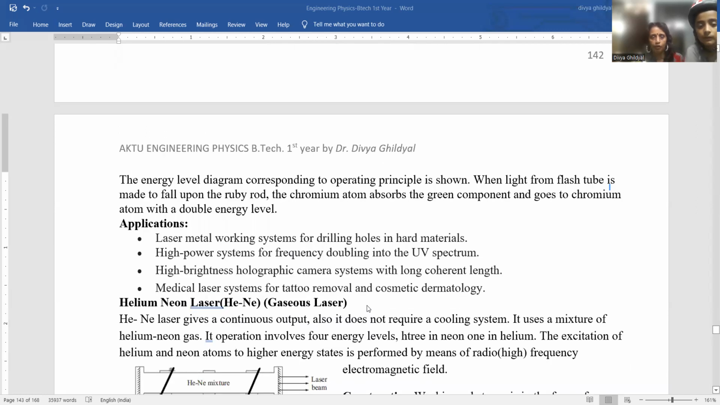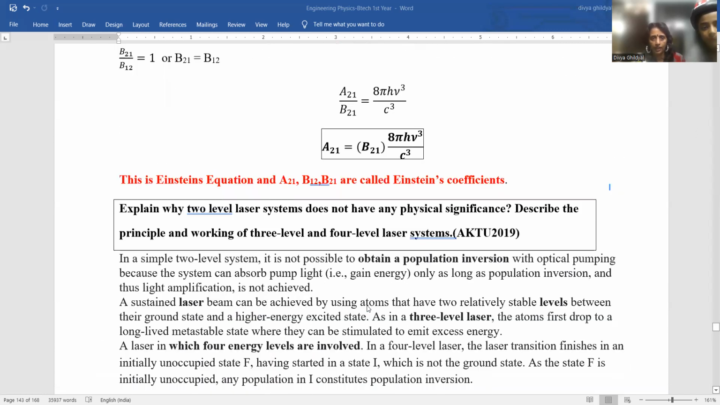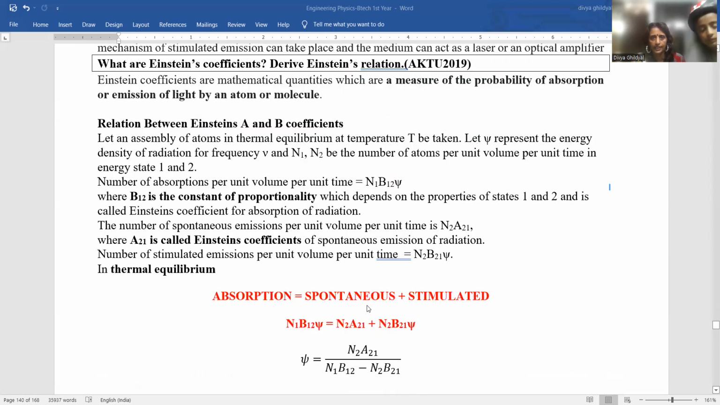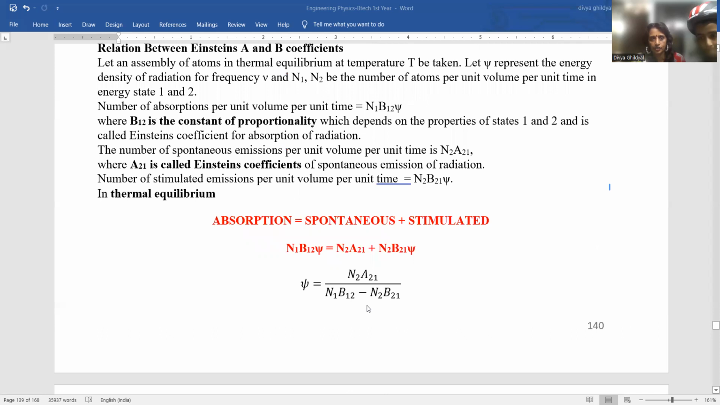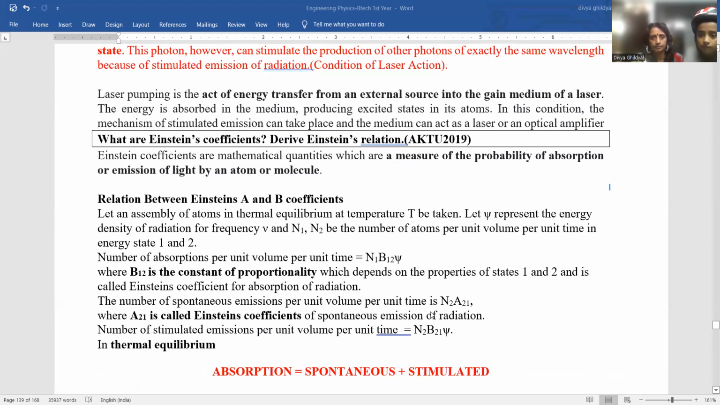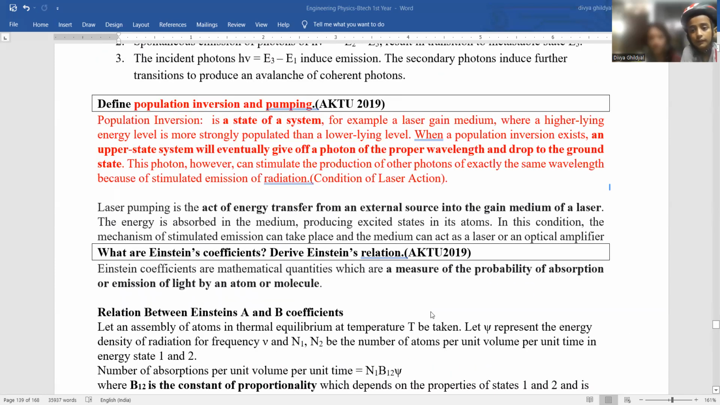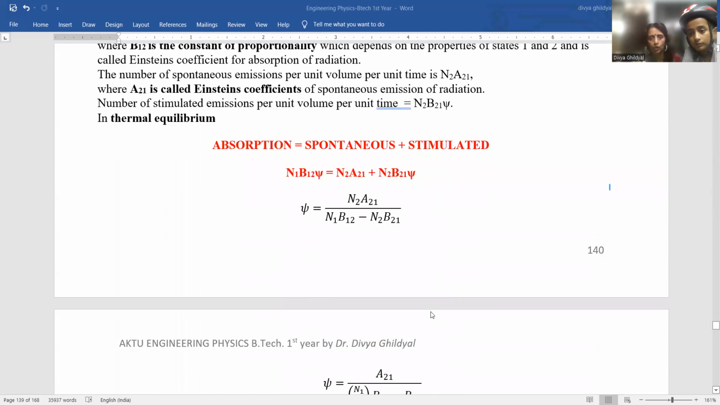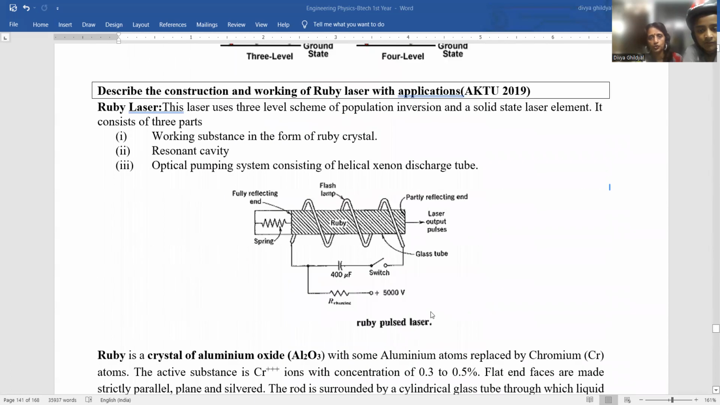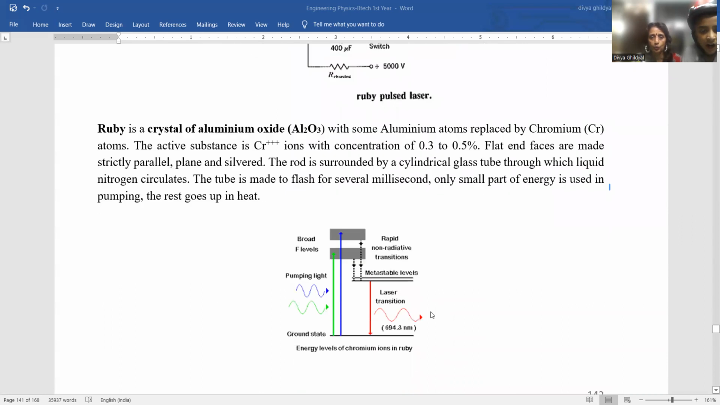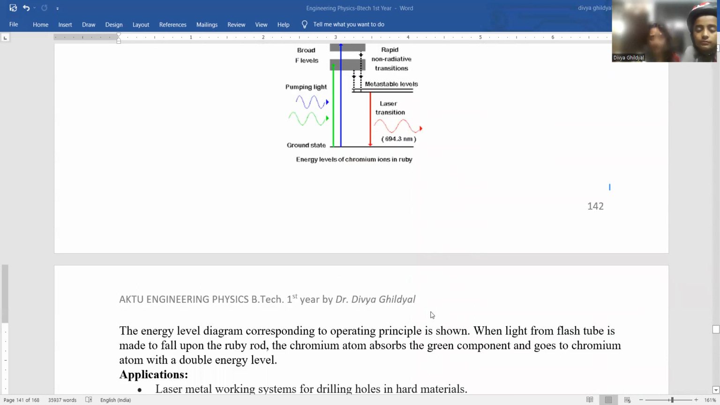Quickly, we will revise what we did in laser. In laser, full form, light amplification by stimulated emission of radiation. Requirement of necessary conditions for laser action: population inversion should be there, then pumping should be there, and a good optical cavity setup should be there. 4-level laser is more efficient compared to 3-level laser system. Ruby laser is a 3-level system.